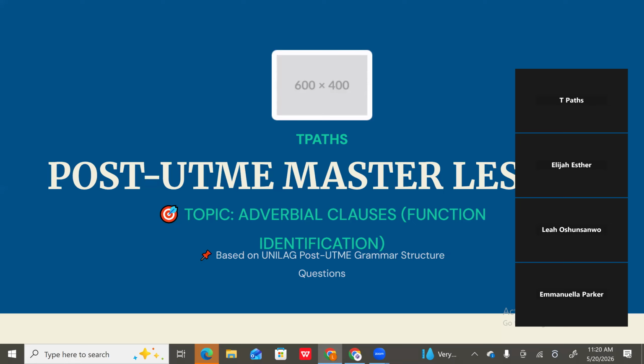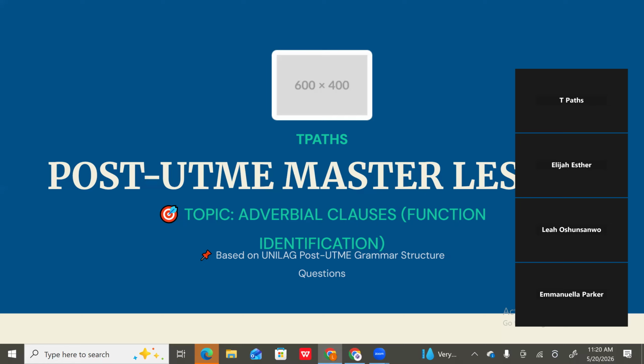So to begin, in today's lesson, we are going to do adverbial clauses, for English post-UTME questions. It's an indispensable question in post-UTME, especially in universities like University of Lagos, Ife, and others. You should be able to answer these questions correctly in order to pass your exam.